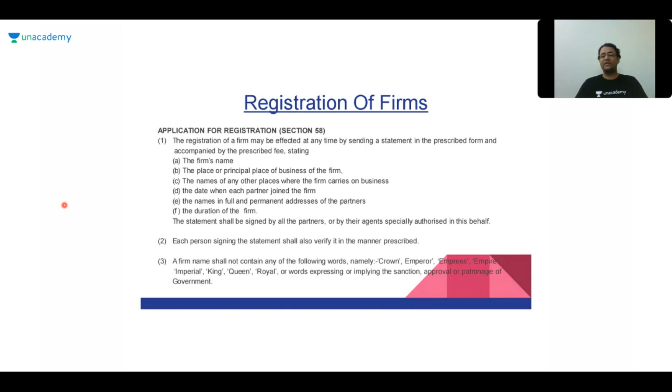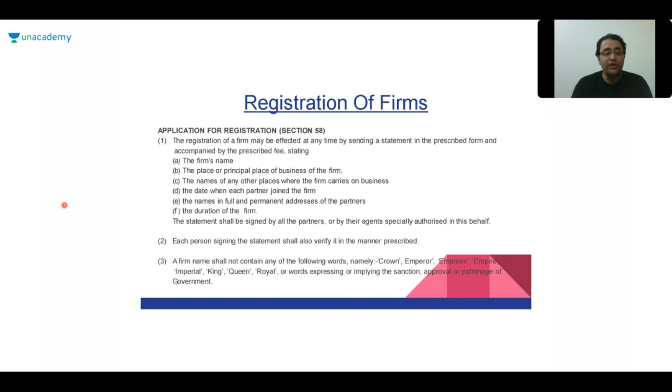Each person signing the statement shall also verify it in the manner prescribed. By this, we simply mean there are certain clauses that say that I, the partner of so and so, have clearly read and understood the terms and conditions, and also declare that whatever is stated above is true to my knowledge. And if any information is proved to be false, I will be liable for the same. So every partner needs to verify a declaration like this.